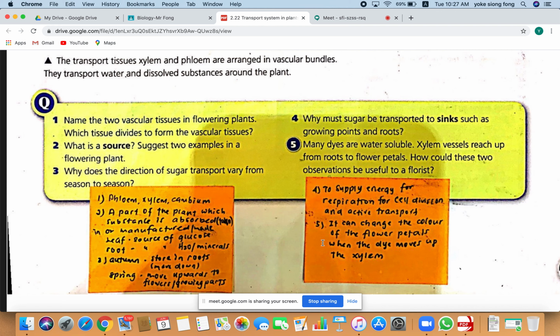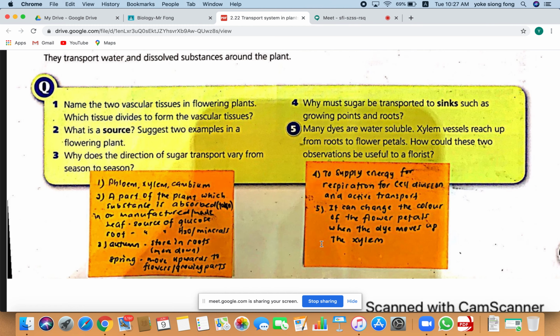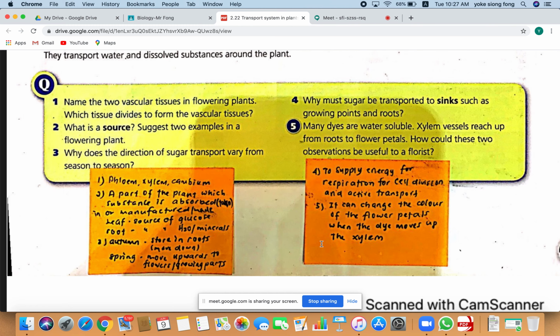Okay, so let's continue here. Just now we stopped at number 2, right? So now we continue with number 3. Why does the direction of sugar transport vary, meaning it differs from season to season?